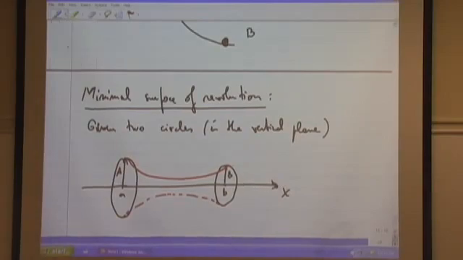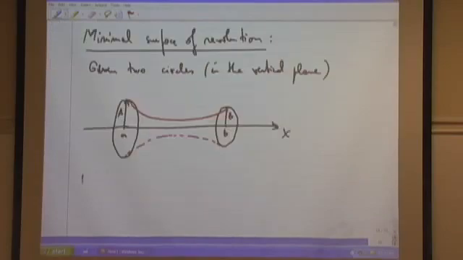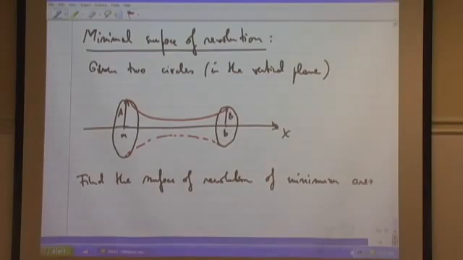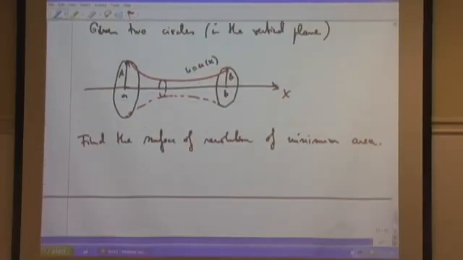So the question is, find a path. Find the surface of revolution of minimum area. Okay. And it's very quick to write that down.